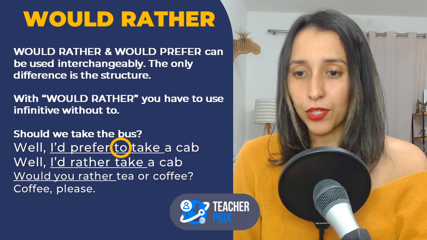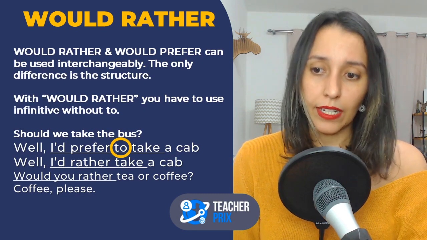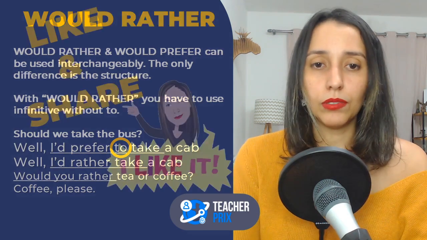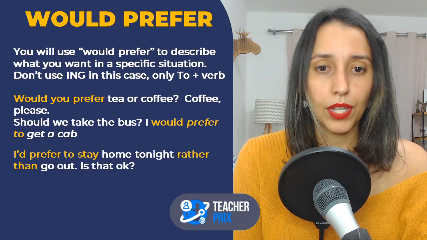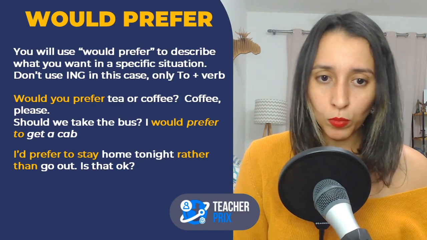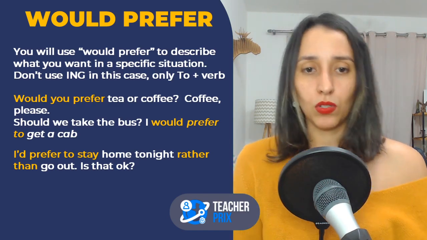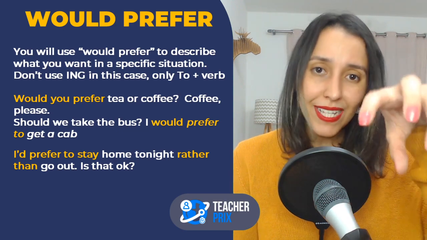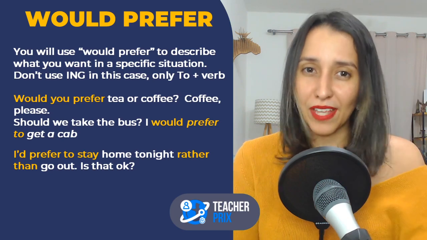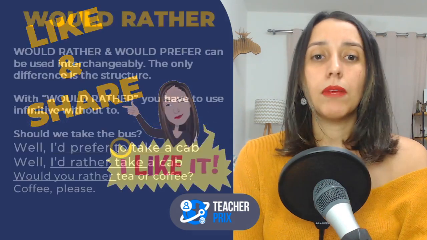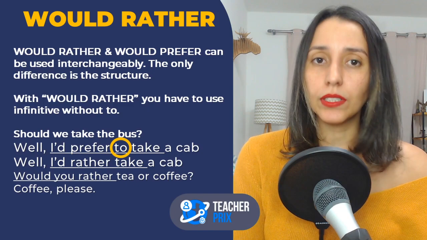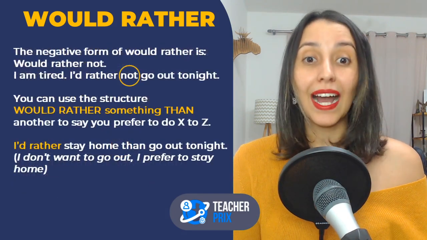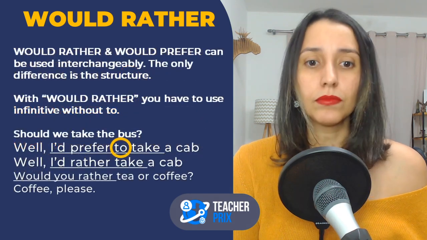If you are using that different structure, Janaína, then yes, rather than. I prefer, let's go back there. I prefer to stay home rather than go out, okay? So instead of. So with this meaning, then you have to say rather than, okay? But here, would rather is a different idea, okay? It's the same idea of I would prefer, okay?